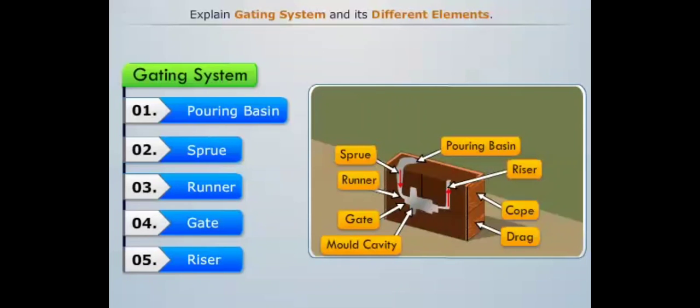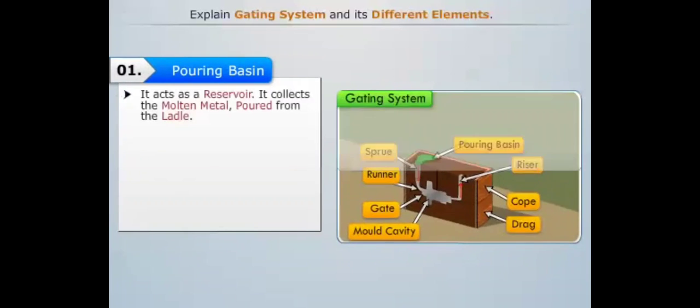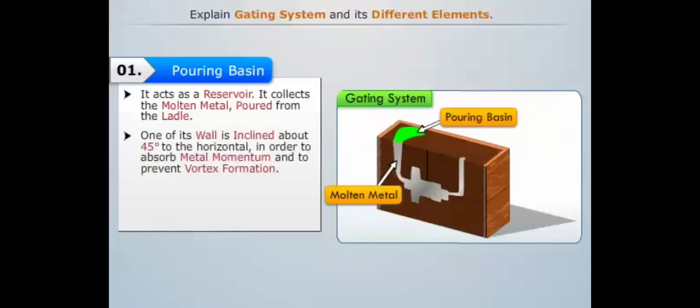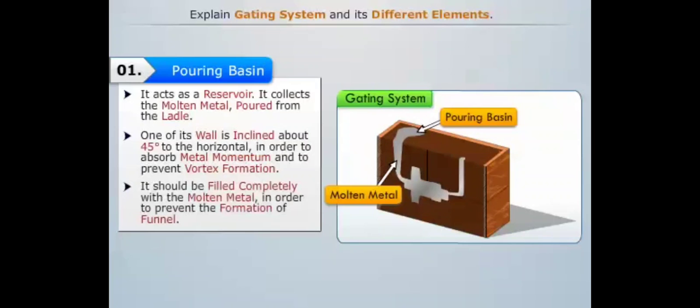Now let us briefly describe each of these elements. Pouring basin acts as a reservoir. It collects the molten metal which is poured from the ladle. Note that one of its walls is inclined about 45 degrees to the horizontal in order to absorb metal momentum and to prevent vortex formation. Also note that the pouring basin should be filled completely with the molten metal in order to prevent the formation of a funnel.